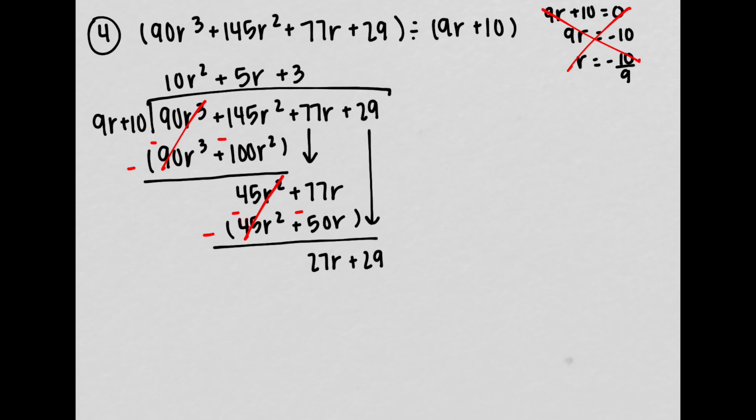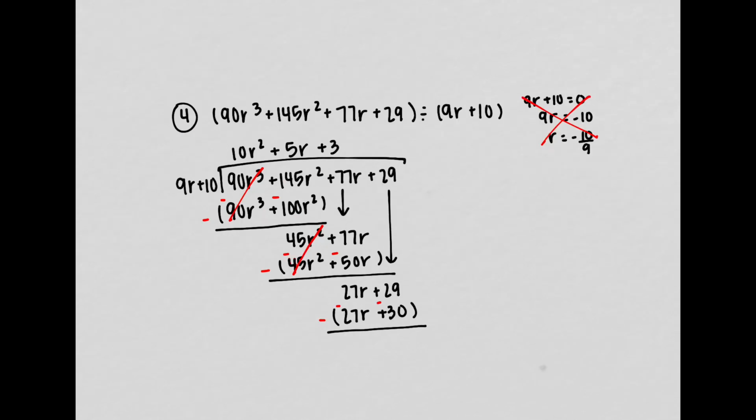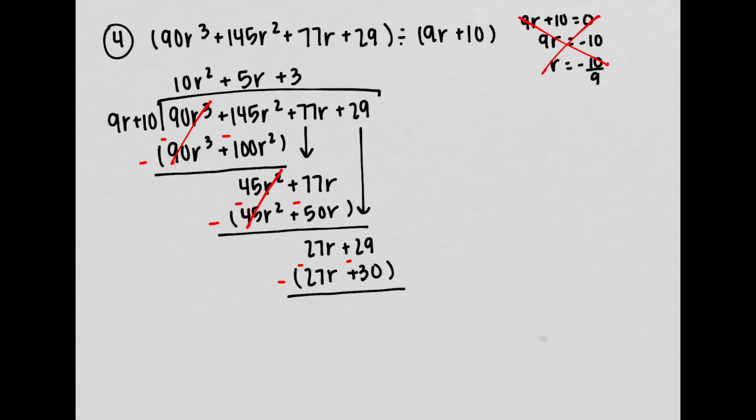So then I end up with 27r plus 30. My last time, I'm going to put the parentheses around with the minus signs. When I cancel out 27r minus 27r, they go away. But I have 29 minus 30, which leaves me with a negative 1. Now, just like in synthetic division, whatever number you have last down here tells you whether or not you have a remainder. And since we have something there, we do.